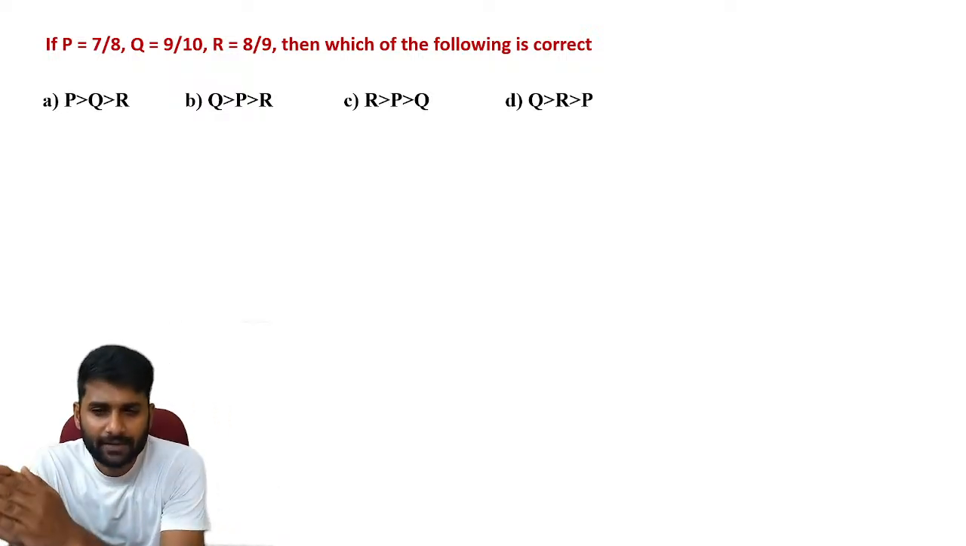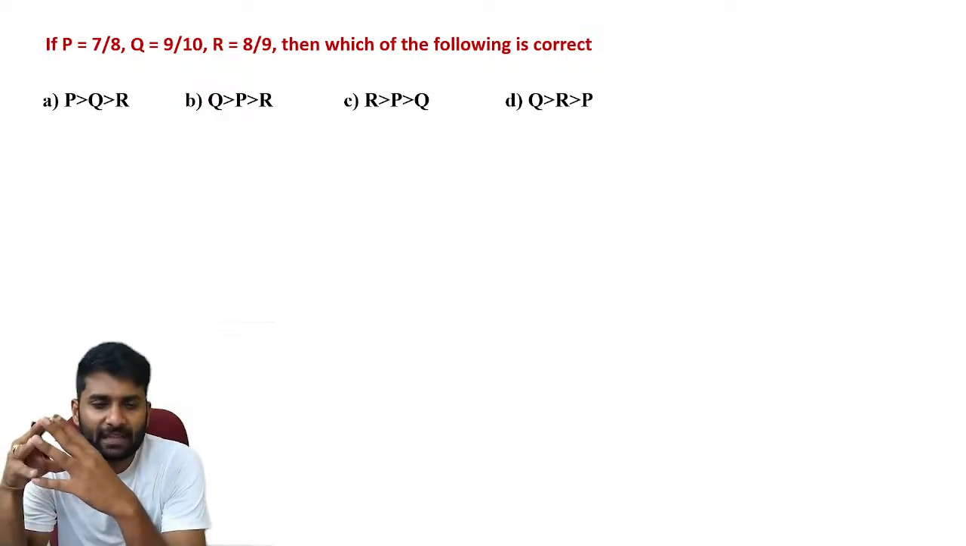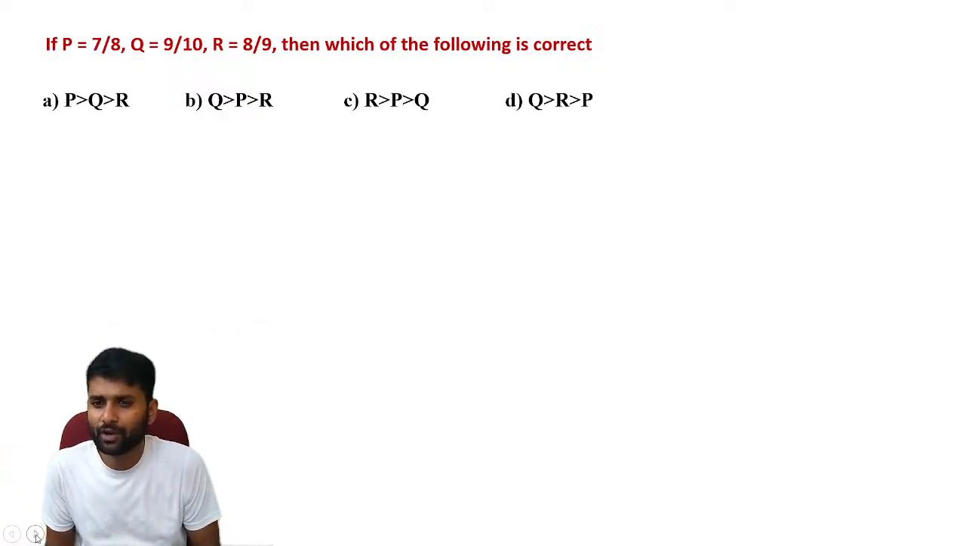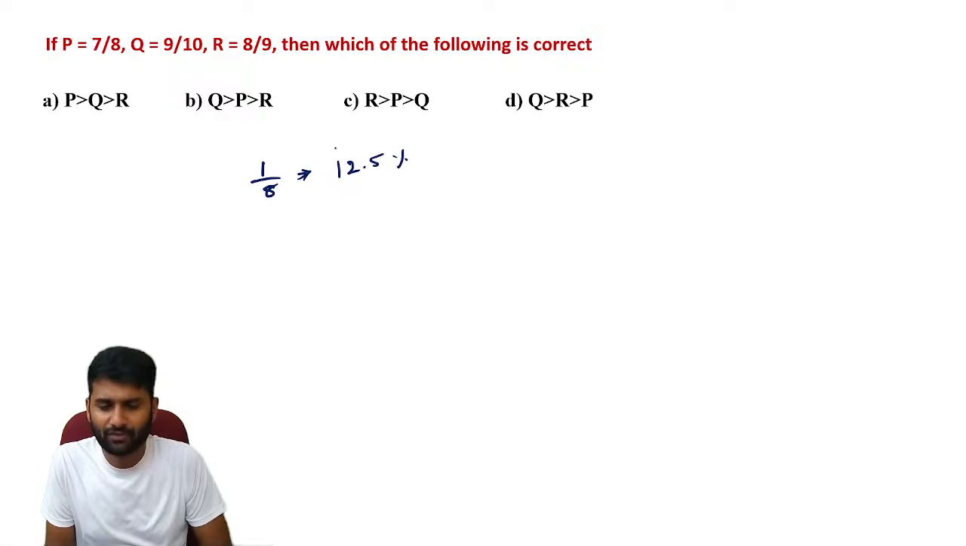Now see the information. Now here the question: if P is equal to 7 by 8, Q is equal to 9 by 10, R is equal to 8 by 9, which of the following is correct? See, 1 by 8 is 12.5 percentage. You know the conversion: 1 by 8 is equal to 12.5 percentage. We are converting fractions into percentages. Now what about 7 by 8?